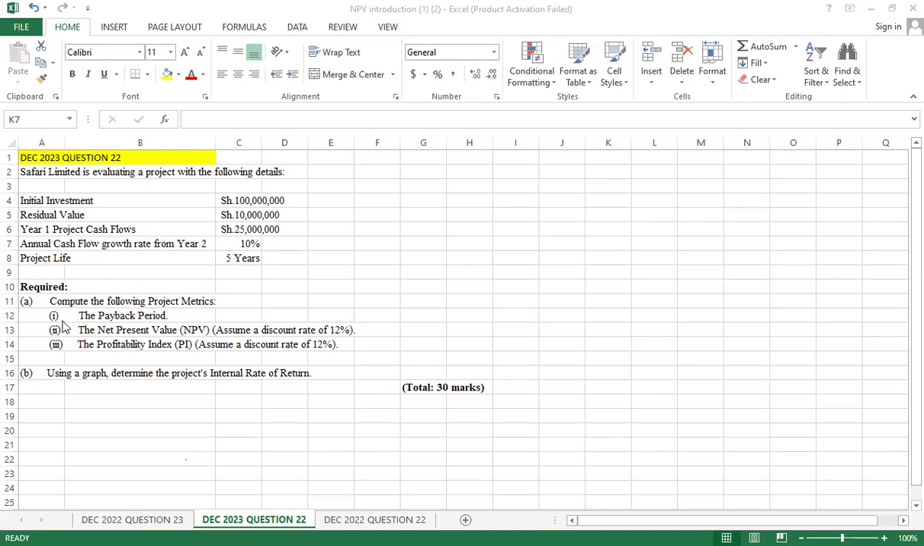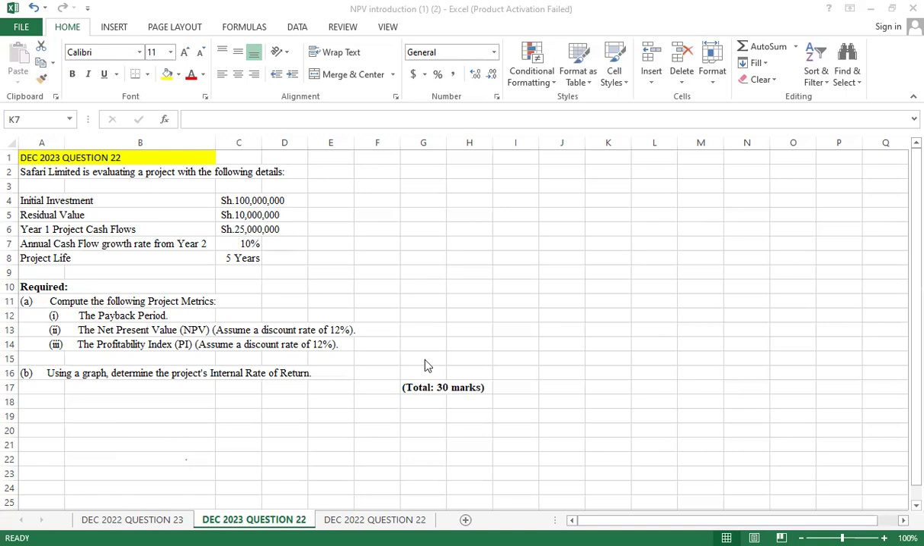The question requires that part A, compute the following project metrics. One is the payback period. Number two is NPV. And then number three, profitability index. The question then says that using a graph, determine the project's internal rate of return.